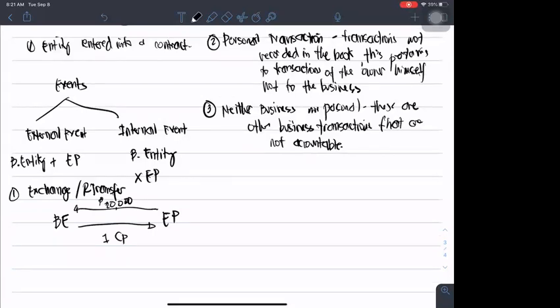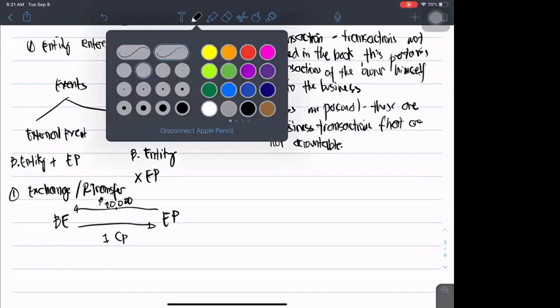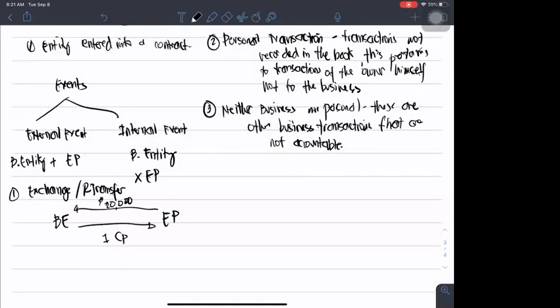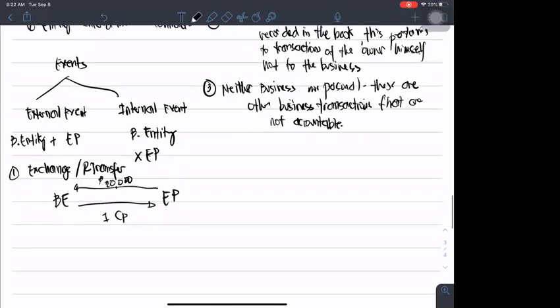The business entity will give the cell phone to the external party. The external party will give the business entity 20,000. So that is an exchange or reciprocal transfer. There is a person who is giving and at the same time receiving. The business entity gives one cell phone and receives 20,000. The external party gives 20,000 and receives one cell phone. That is an exchange or reciprocal transfer.